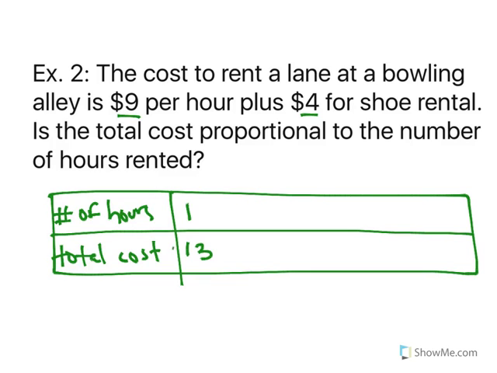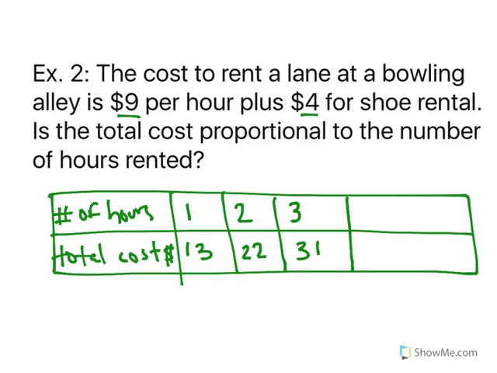I'm just going to put these in dollars so I don't have to write the dollar sign every time. With 2 hours of bowling, we have $9 per hour plus just one $4 fee for shoe rental. 9 plus 9 is $18, and 18 plus 4 is $22 for 2 hours. For 3 hours, we have $4 for shoe rental, and then we pay 9 three times. 9 times 3 is $27, and 27 plus 4 gets you $31.